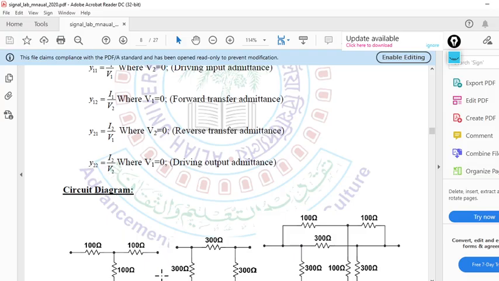Similarly, when you give supply here and short circuit this path, you can measure Y12, because it is I1 by V2. V2 is the supply and I1 you have measured by voltage across this resistance. And Y22 is I2 by V2. When V2 is supplied here, you can measure I2. So for I2 you measure the voltage by this resistance, so that you get I2. So this is the thing you have to do for the first circuit.